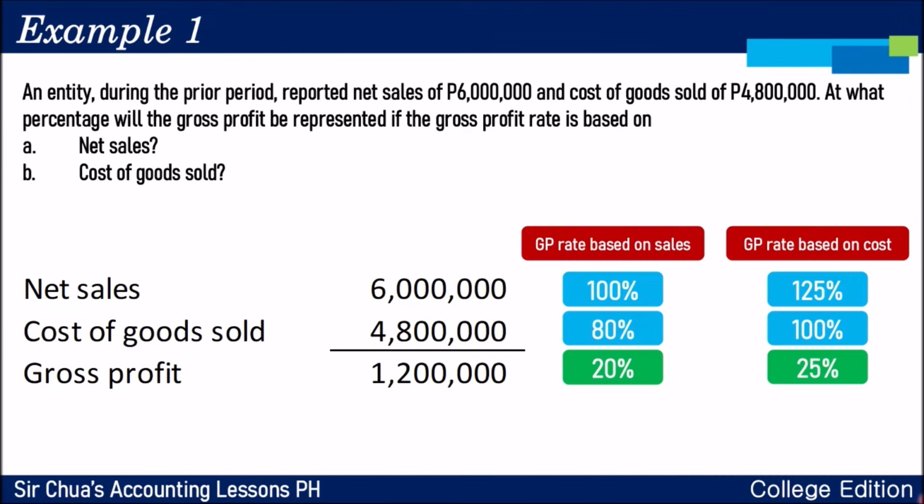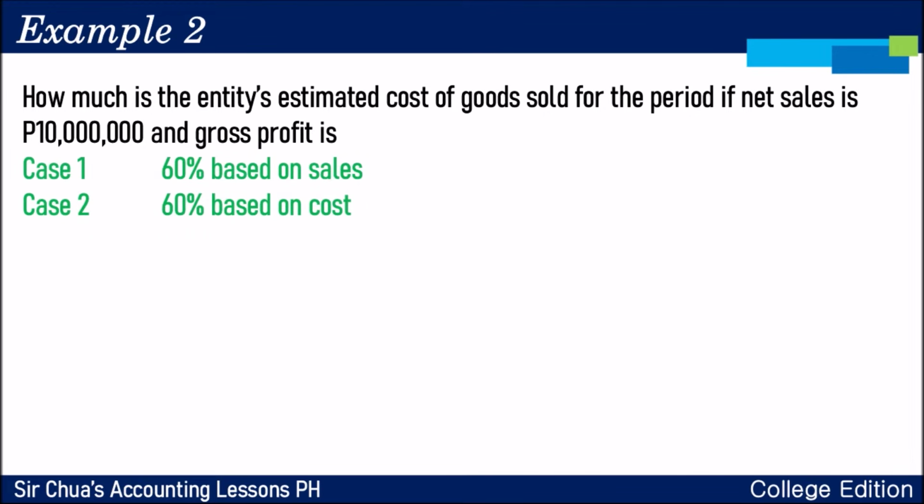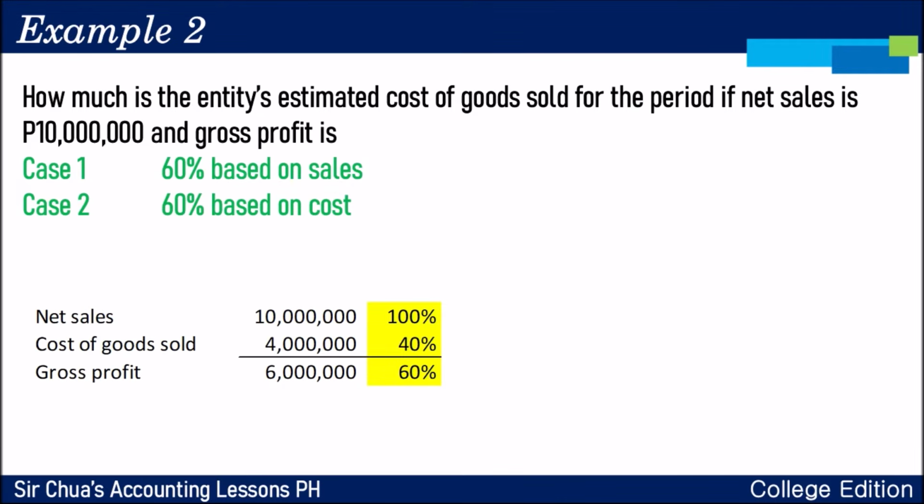Now, to further elaborate ulit, let's have another example. How much is the entity's estimated cost of goods sold? So, ang pinapakompute naman po sa inyo, cost of goods sold, for the period if net sales amounts to 10 million and then the gross profit is case 1, 60% pero based on sales yung gross profit. And then case 2, 60% din pero naka-based on cost naman. So, for case 1, this is your answer. Your net sales is 10 million. Ang sabi po natin sa case 1, based on sales yung 60%. Dahil based on sales, yung 100% mo ay makikita natin sa net sales.